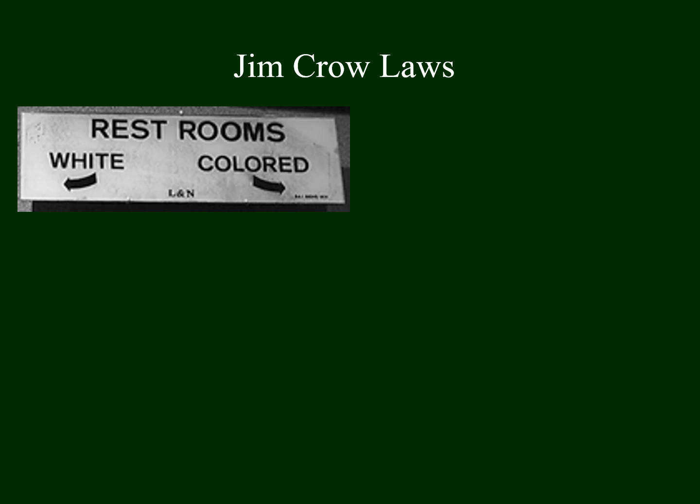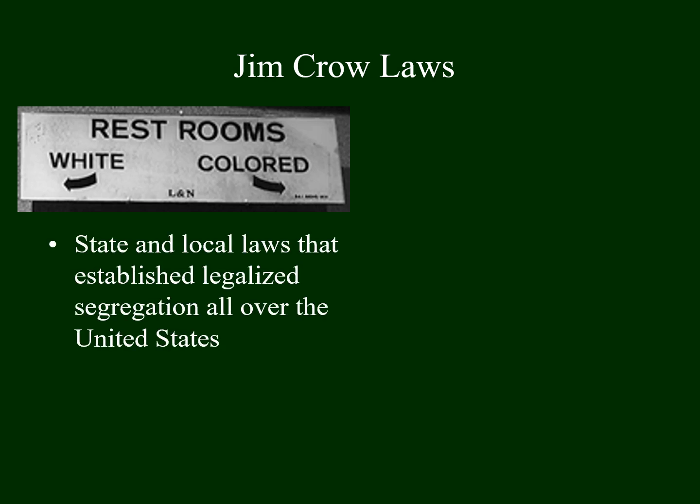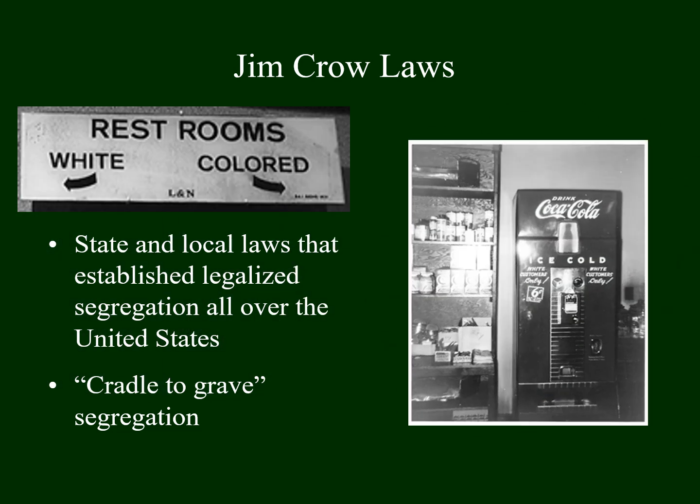Once the Supreme Court declared that it was legal to segregate based on race, state and local communities passed their own laws. These were often referred to as Jim Crow laws. These were state and local laws that established segregation all over the country. Restrooms, drinking fountains, schools, movie theaters, sports stadiums, courtrooms were all segregated. People called this cradle to grave segregation because it began at birth, like with hospitals, and it didn't end with death because even funeral parlors and cemeteries were segregated.